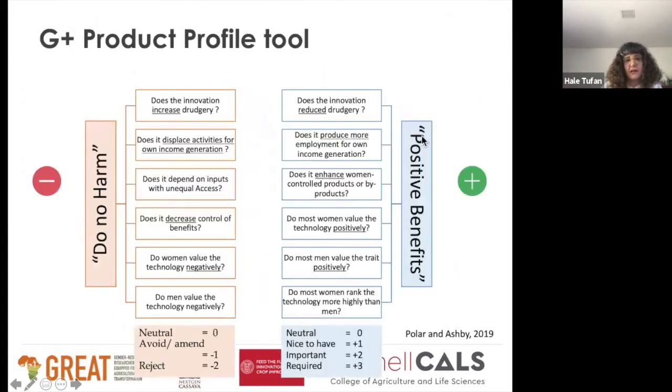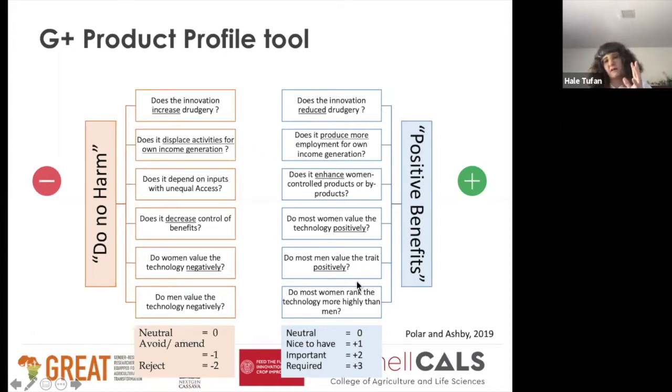And Vivi and Jackie Ashby together have put together different tools, again, to integrate into the more EIB model as you develop a product profile. They've developed what's called a product profile tool, which you apply to existing product profiles to query each trait to see, are there potential increases in drudgery, displacement of activities for women, or decrease in control of benefits? And if so, this goes into this left-hand bucket to say we should weight these traits negatively. So not including them would be ideal because they may have a potential harm for women and girls.